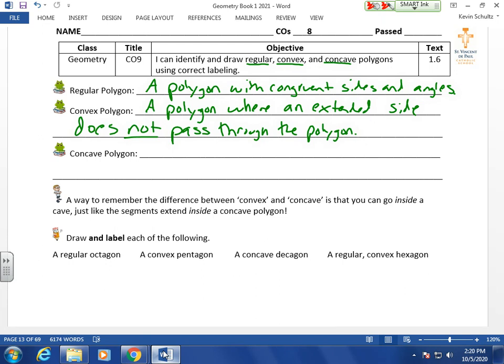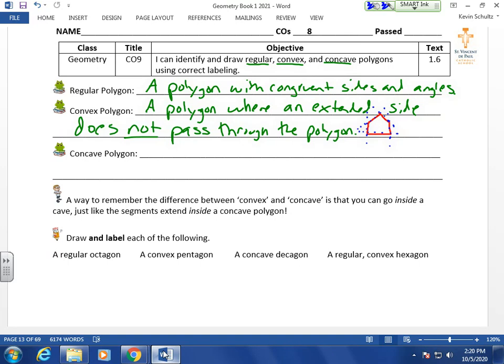An example of that, a polygon where an extended side does not pass through the polygon, would be like the home plate pentagon that we talked about before, right? If I extended any one of those sides, it's not going to pass through the polygon. There's the bottom, there's the left extended, top left, top right, right side, right? If I extended any of those sides, it's not going to pass through the polygon, okay? Your stop sign would be another example of that, right? Just continue drawing, it's not going to pass through the polygon.